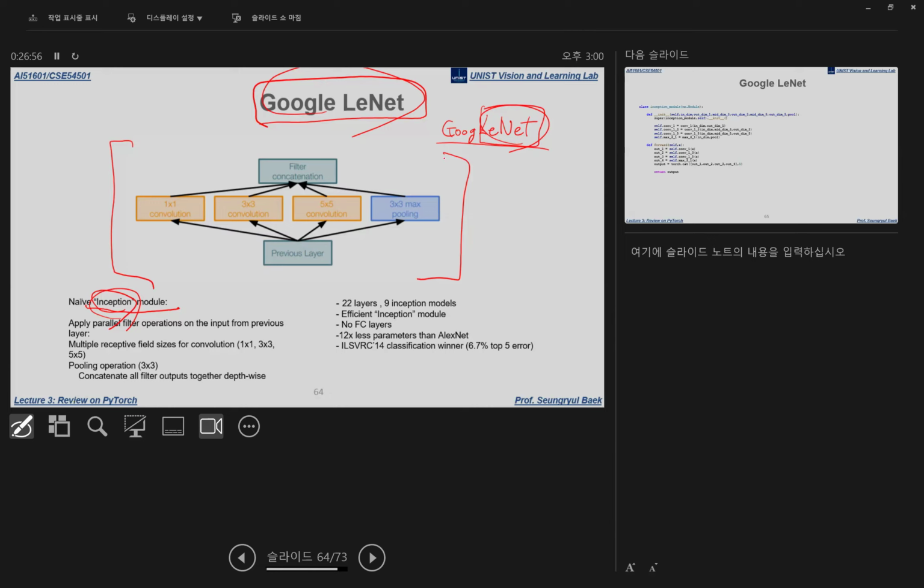So how does this Inception module work? This is the previous layer's output, and they input this in parallel into 4 different layers. The first is a 1 by 1 convolution. This is the 3 by 3 convolution, and this is the 5 by 5 convolution, which means convolution with 5 by 5 filter kernels. And this is the 3 by 3 max pooling. Then they concatenate all the responses together, and this is the Inception module, the basic module of this GoogLeNet architecture.